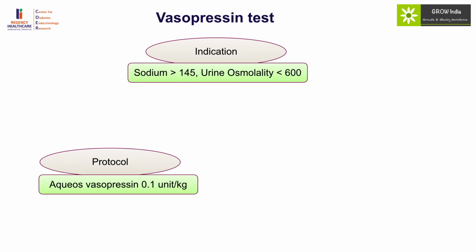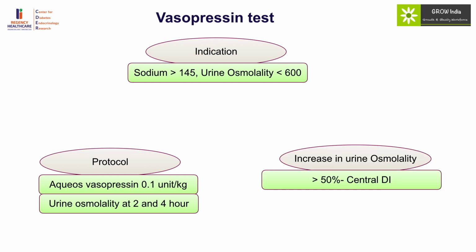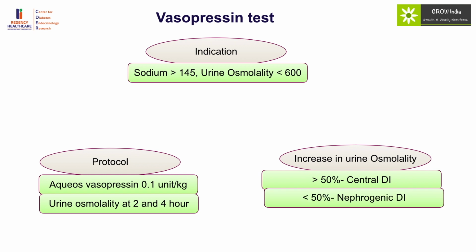And in this situation, one can give aqueous vasopressin at the dose of 0.1 unit per kilogram and assess urinary osmolality at 2 and 4 hours. If there is increase in urinary osmolality of more than 50%, it is indicative of central diabetes insipidus, while if the increase is less than 50%, it is nephrogenic diabetes insipidus.